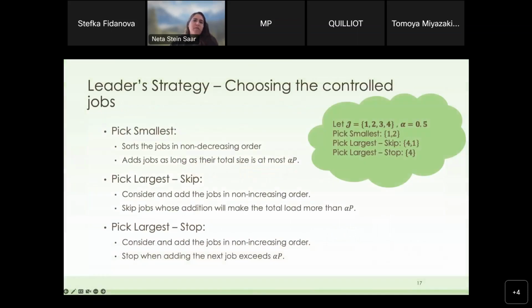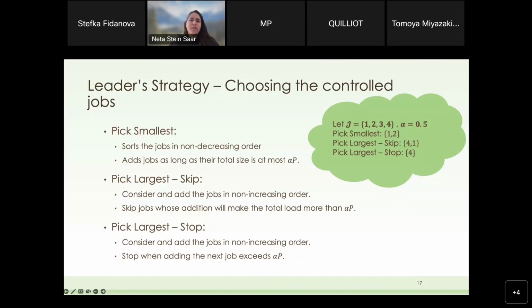We first start with choosing the control jobs. I'll remind that we have two parts for the leader's role: choosing the control jobs and scheduling them. So here we consider three heuristics. We have pick smallest, where basically the leader just selects jobs in non-decreasing order until it reaches the alpha P. We have pick largest, stop, and skip. In both, the leader will go over the jobs in non-increasing order. In stop, it will stop adding jobs once it can't fit the alpha P value. And in skip, it will continue going over the jobs until the end, while it can still add to the alpha P.